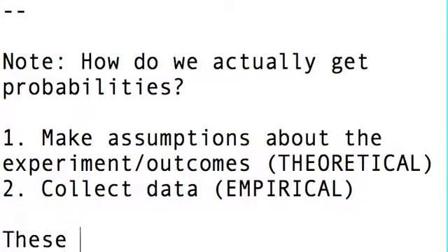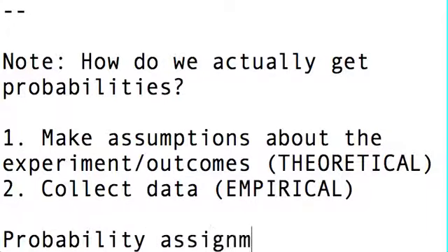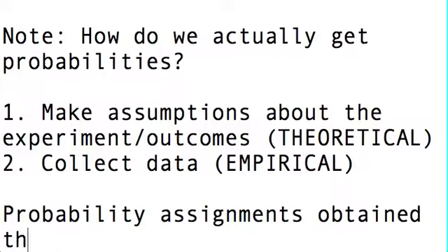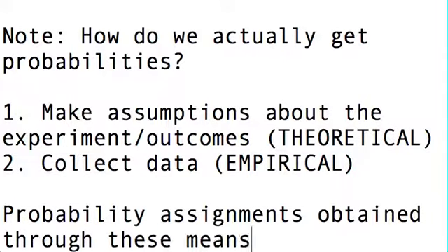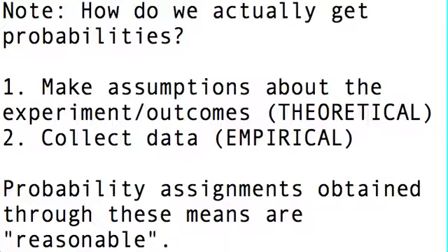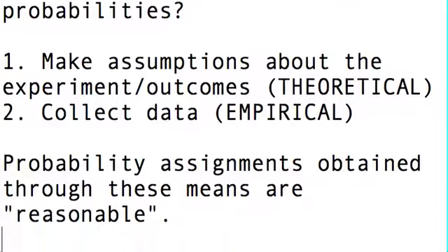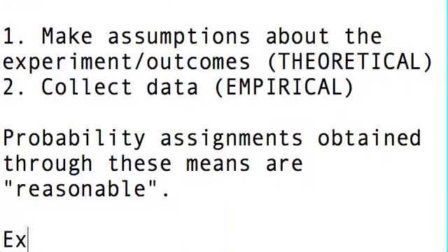Now, probability assignments obtained through these means are reasonable. They make sense, either because we've made some assumptions that make sense to us intuitively, or we've collected data, and that's what the data says. So let's look at an example.